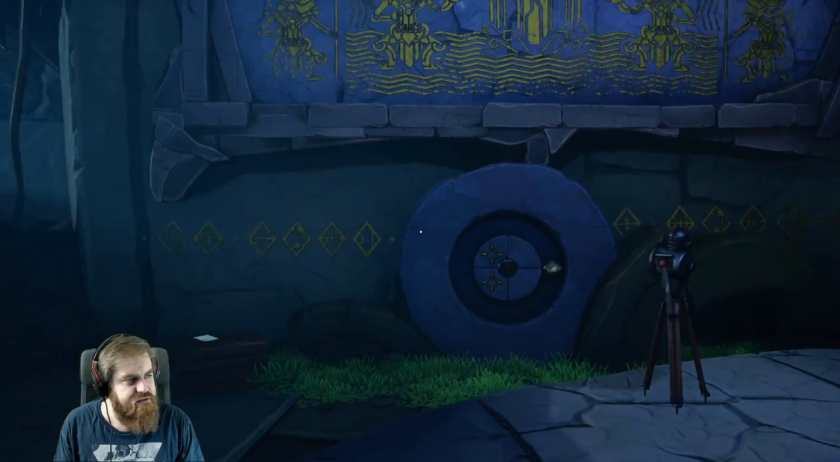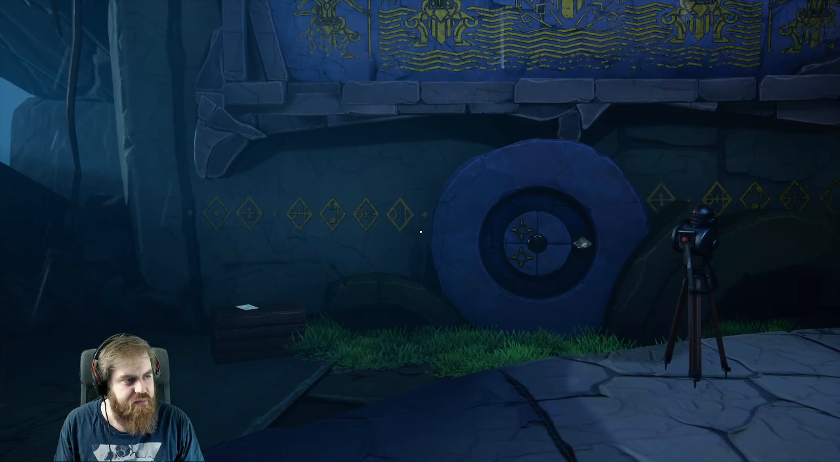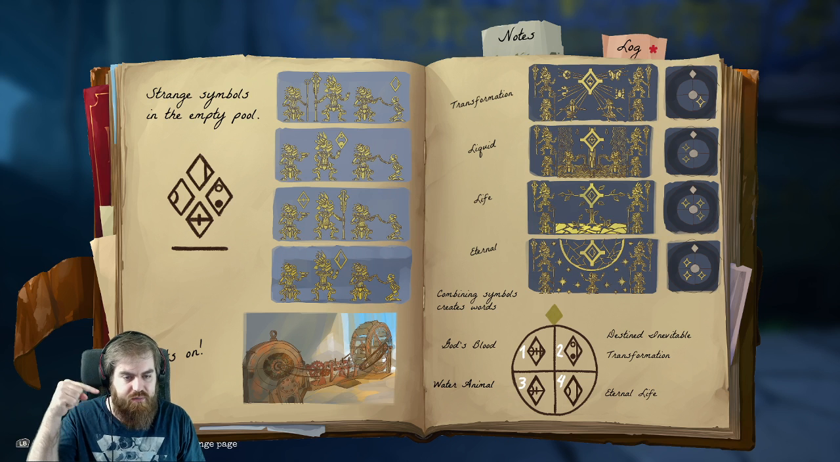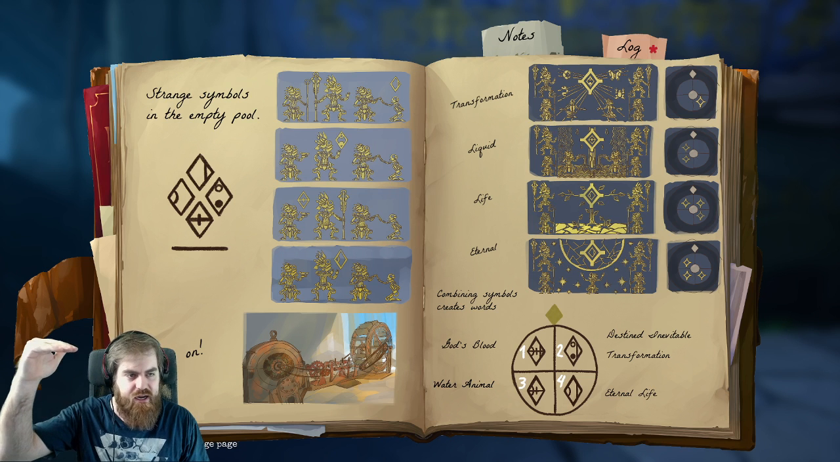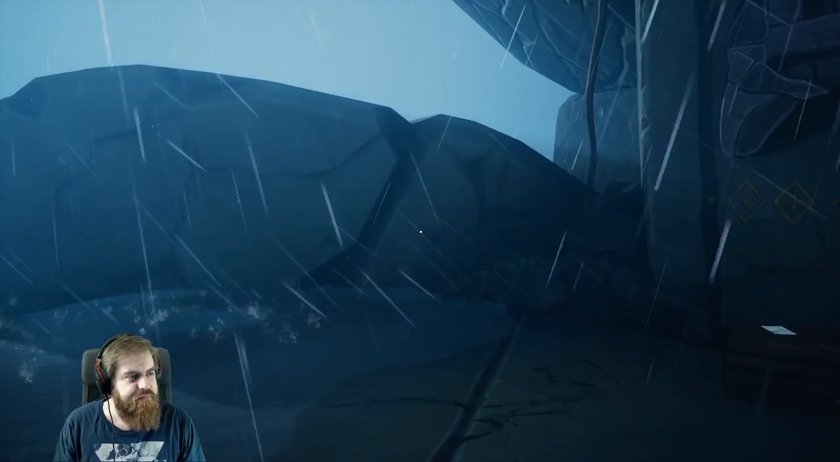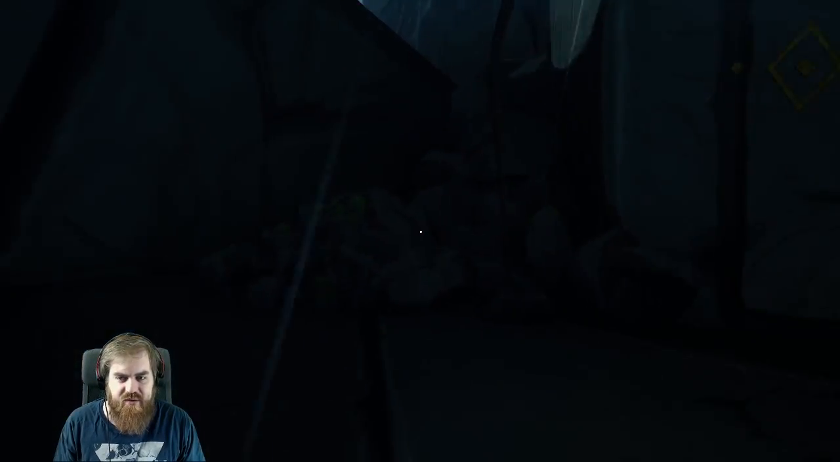So the word you're trying to form is the first, third, and fourth picks on the page. No, it's liquid, life, and eternal. Together is supposed to mean God's blood. So it's like the second, third, and fourth. Oh, it's okay, Bob. It's all right.